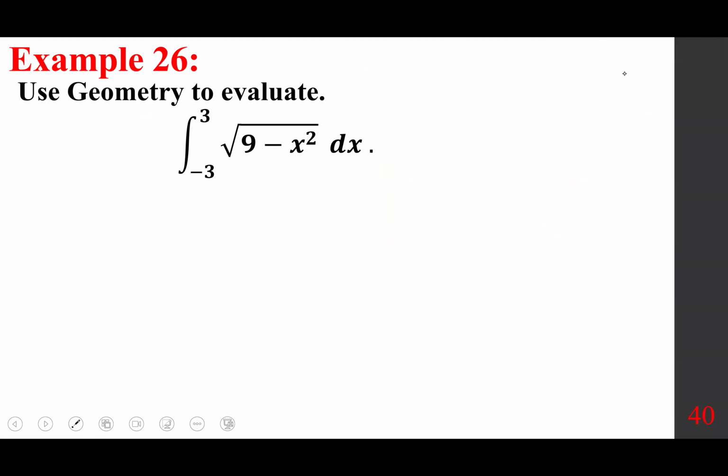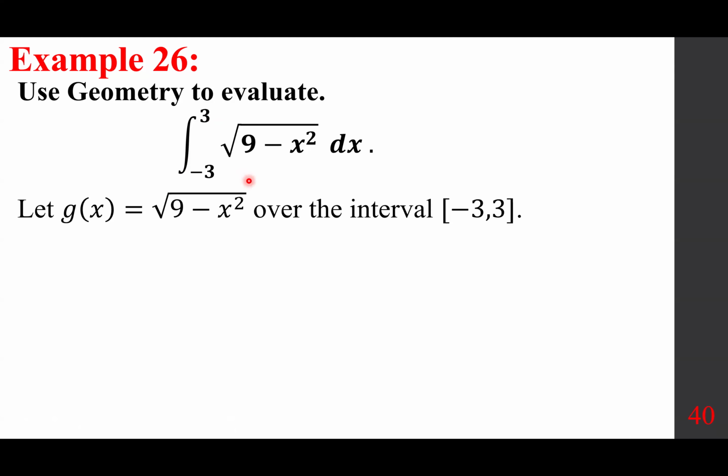Now, we want to use geometry to evaluate the integral from -3 to 3 of the square root of 9 minus x squared dx, everybody. Well, the function is the square root of 9 minus x squared, and the interval is -3 to 3, obviously. What type of graph is this?